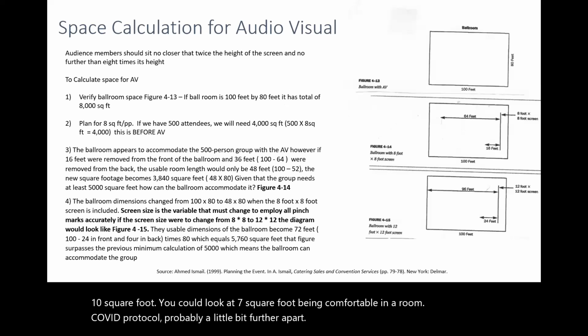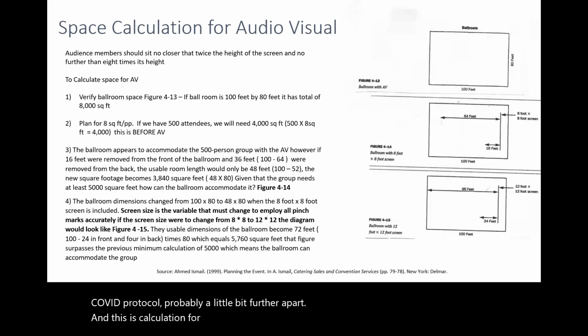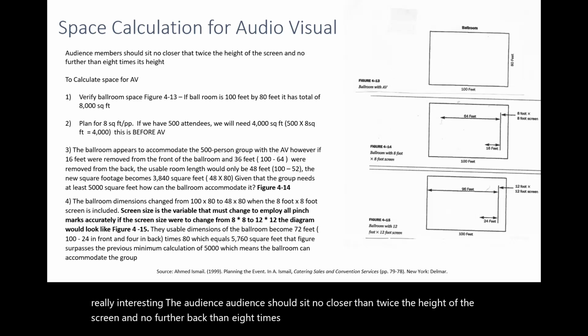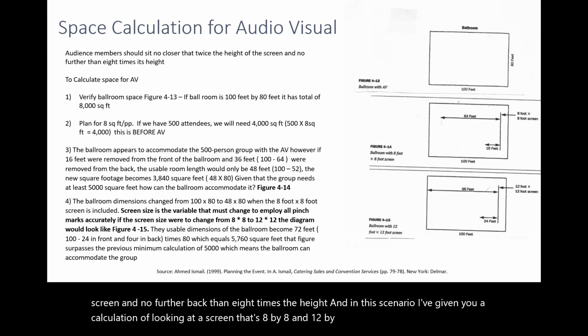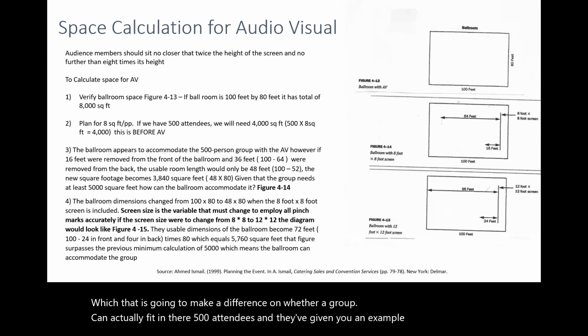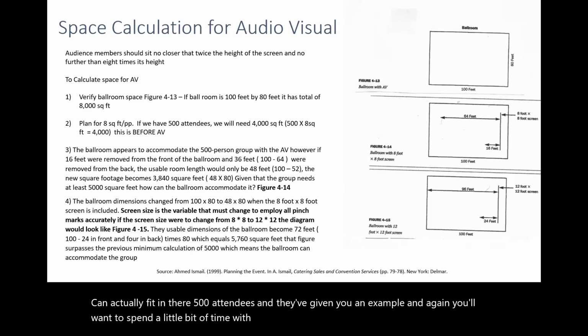And this is the calculation for audiovisual. You'll want to spend a little bit of time with this. This is really interesting. The audience should sit no closer than twice the height of the screen and no further back than 8 times the height. And in this scenario, I've given you a calculation of looking at a screen that's 8 by 8 and 12 by 12, which is going to make a difference on whether a group of 500 attendees can actually fit in there. And I've given you an example. And again, you'll want to spend a little bit of time with this. I'm not going to read it to you.